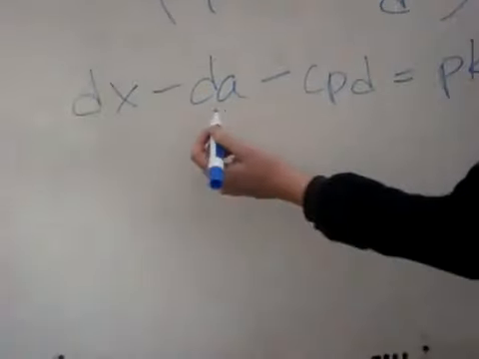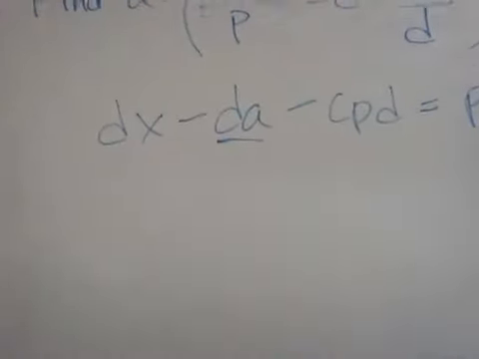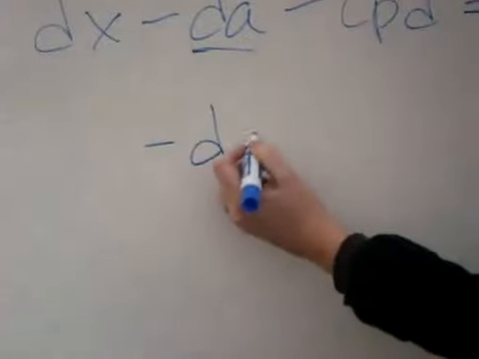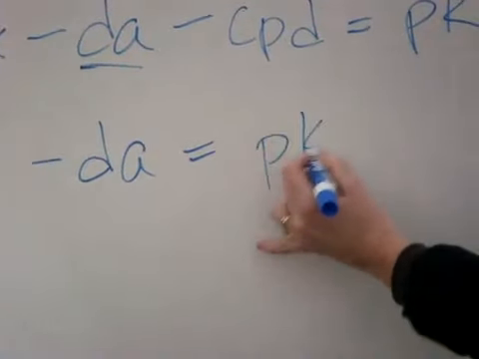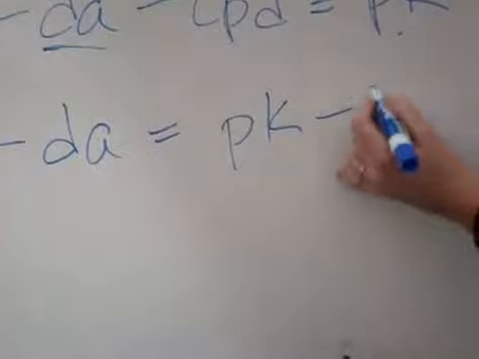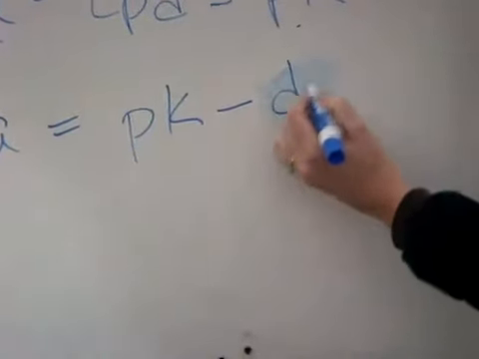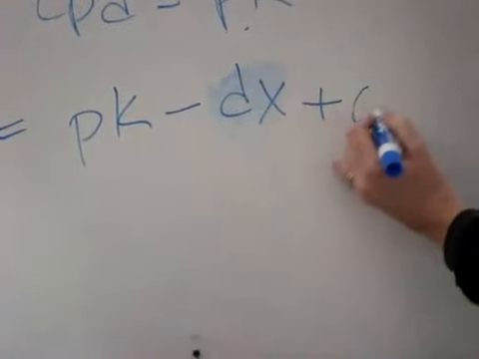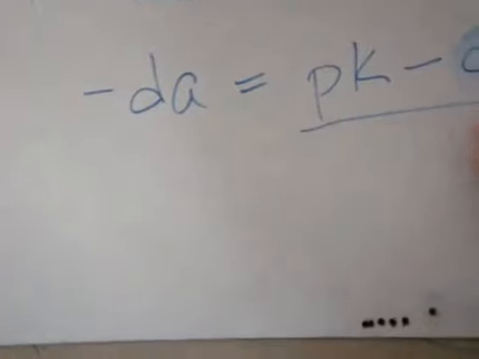Now you notice there's only an a in one of the terms, right here. So I'm going to get this term by itself, and then just divide by the d, and we'll have our answer. So we're going to get minus dA equals PK. The order doesn't matter here. Minus dx, oops, it's not dx, minus dx plus CPD, and then we're going to divide both sides by a negative d.